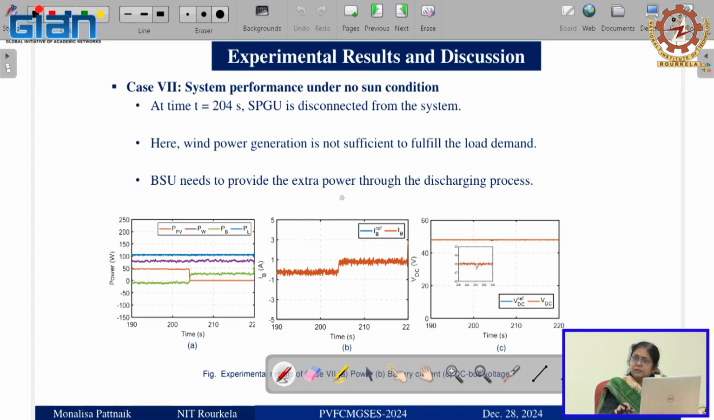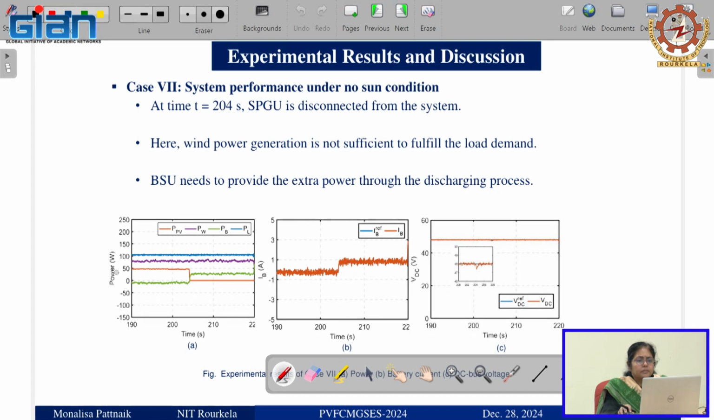Then we have tried to see whether the system is capable. We want to make the system reliable, so whether the system operates without PV also. PV, wind, load and battery are there. PV means power, so suppose it is night condition. At night there is no sun, but our system is operating well.